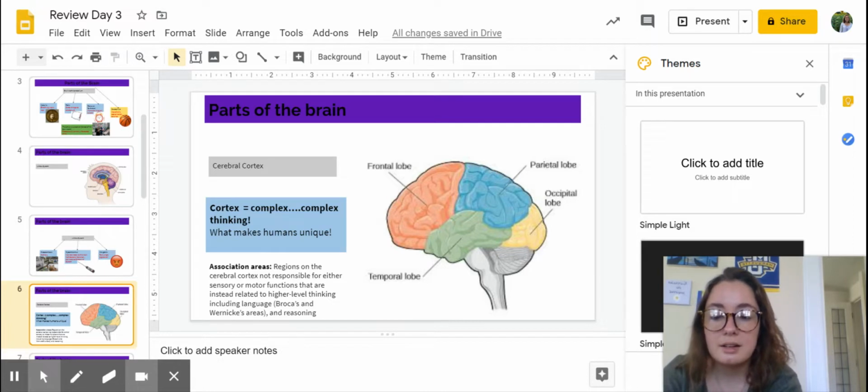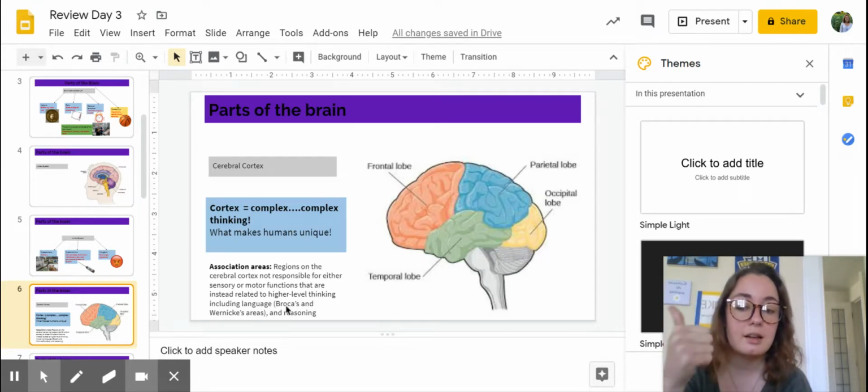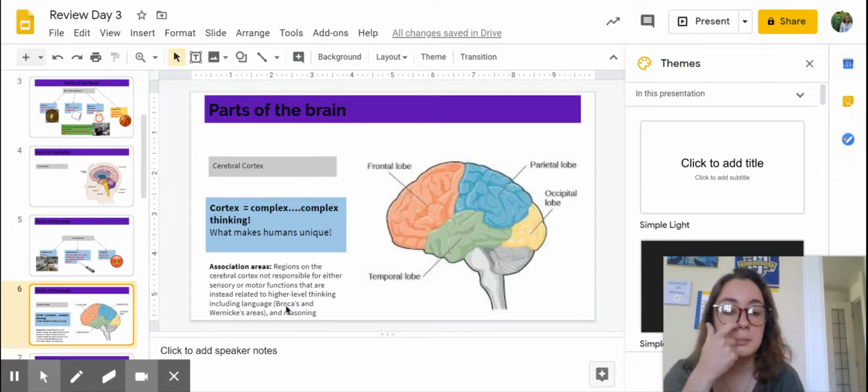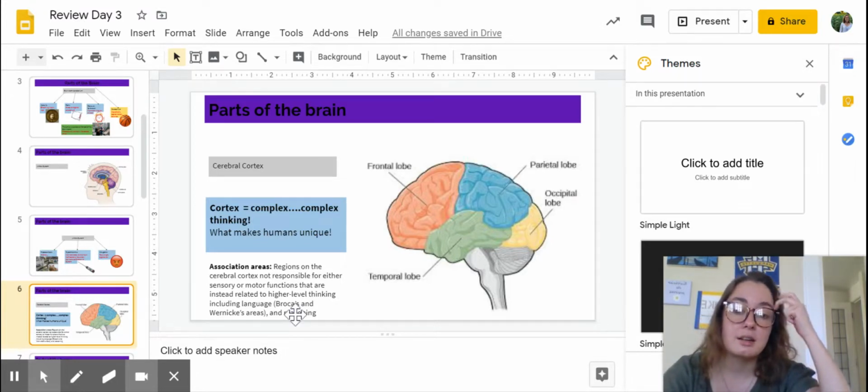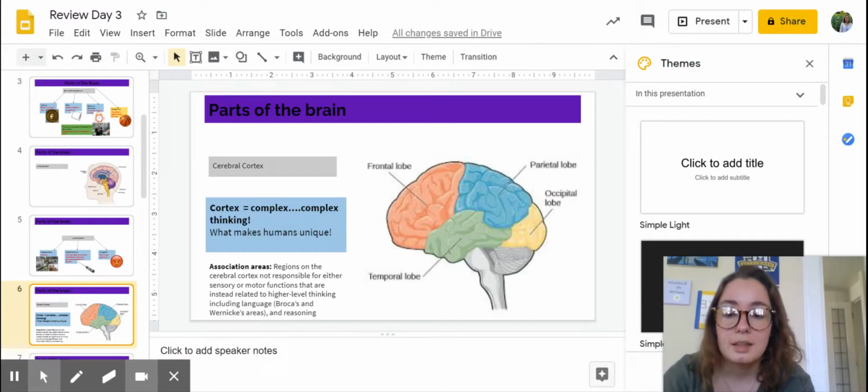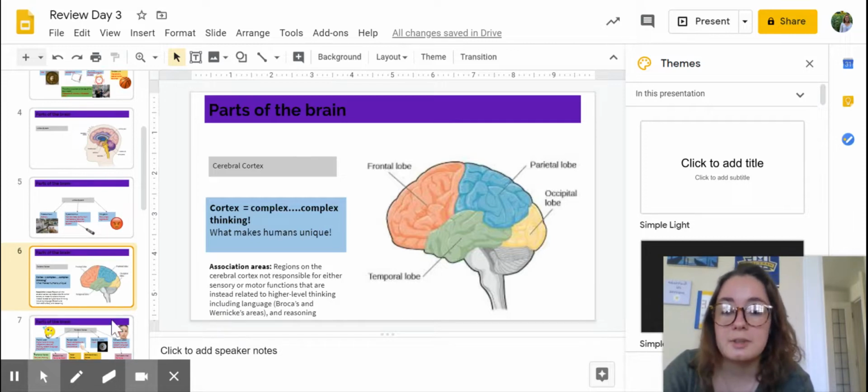So association areas are areas that aren't responsible for sensory or motor functions, but are instead related to higher level thinking, right? A lot going on in the frontal lobe, including language. And that's where we have the Broca's area and Wernicke's area, right? Those are very related to language, higher level thinking, cognition. And those would be considered an association area located in the cerebral cortex. And then reasoning. So I'll talk more about these once we get in here.